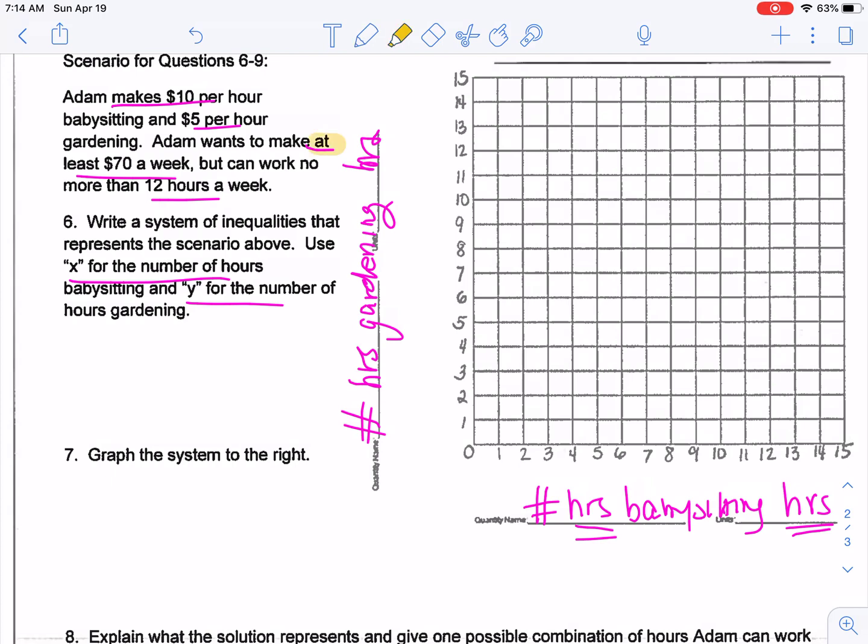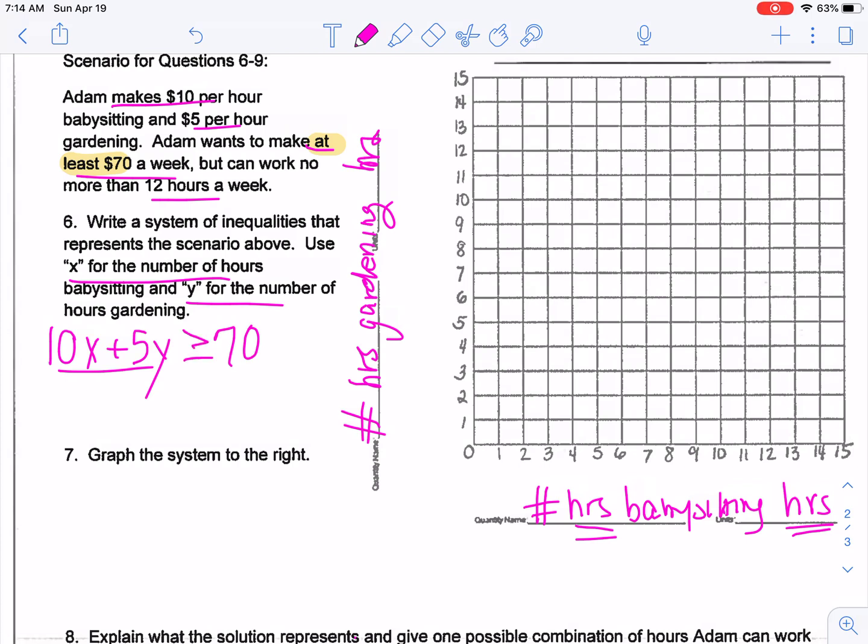Okay, so if we want to talk about the money he wants to make, which is at least $70, we have to look at the fact that he's making $10 an hour babysitting and also $5 an hour gardening. He wants to make at least 70. So how is the money he makes related to 70? Think about riding an amusement park ride at Kennywood. You have to be at least 54 inches to ride Phantom's Revenge. Well, you can't be under 54 inches. You have to be 54 inches or taller. So at least is going to be greater than or equal to, right?